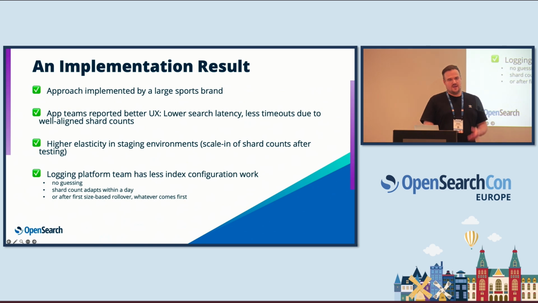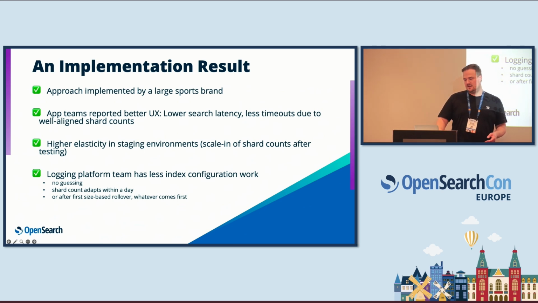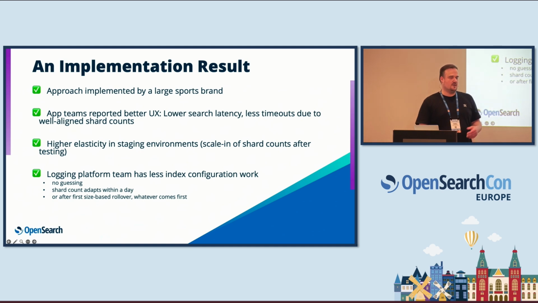And in general, they had less configuration work. So as I said, this whole guessing thing basically went away. And typically what they see is, if you have some recurring pattern, some average usage, that would basically go into effect within the retention period. So once it rolls over, the shard count is updated, and it could then also update in the future to different values.